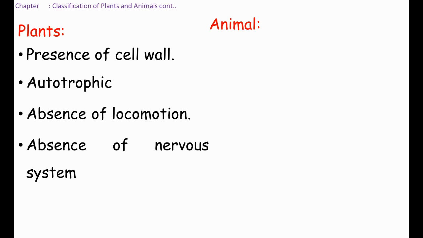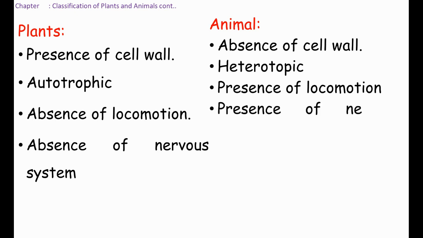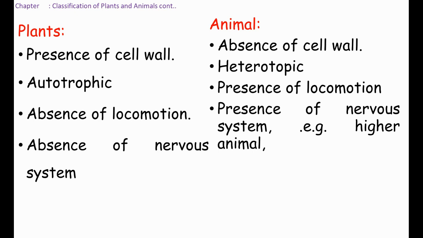And another one, kingdom what? Animal. Absence of cell wall. No cell wall in the animal. All animals are what? Heterotrophic. Heterotrophic means they cannot prepare their own food, and they depend on other organisms for food. And presence of what? Locomotion. It means animals can move from one place to another place. And presence of nervous system, highly developed nervous system. Sense organ. And it includes protozoa, bacteria, animals, all animals.